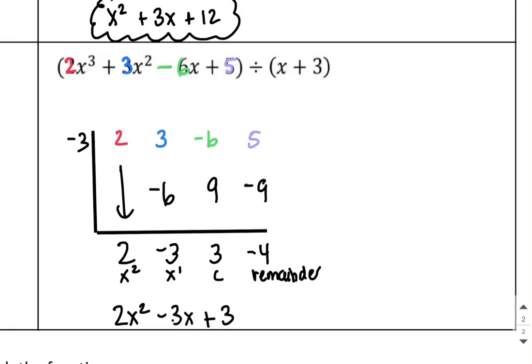And then I have a remainder of negative 4, so I do minus 4. And you're still going to have to divide 4 by x plus 3. So you put it over x plus 3. And this is the answer.